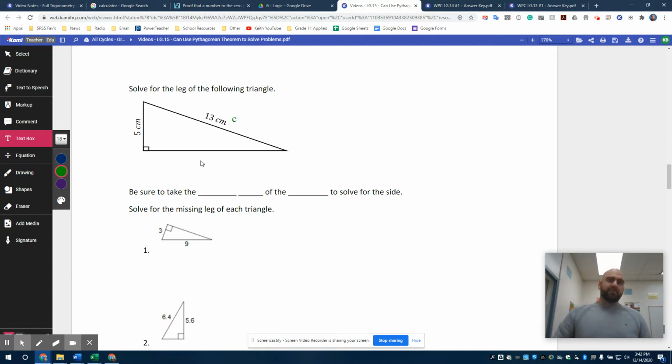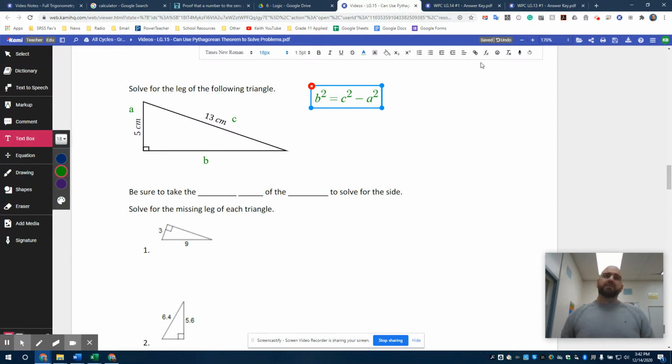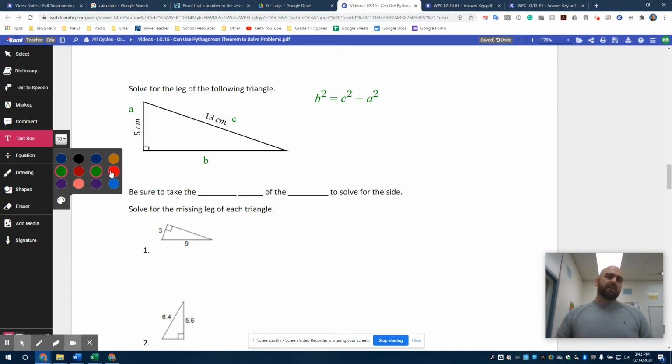All right, so let's label to start with. We're going to label that as C. This one is going to be B, and this one is going to be A. We're going to use the rearranged formula: B squared is equal to C squared minus A squared. It's very important that we subtract. If we start adding, we'll get that B is way bigger than C, and that cannot happen, because C has to be our biggest side. It always has to be the biggest side.